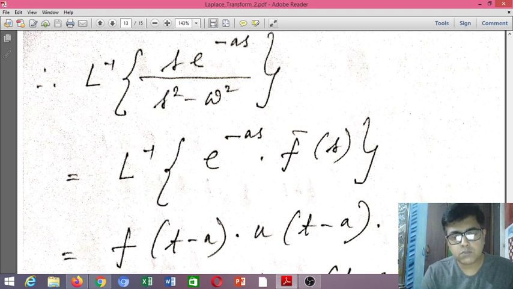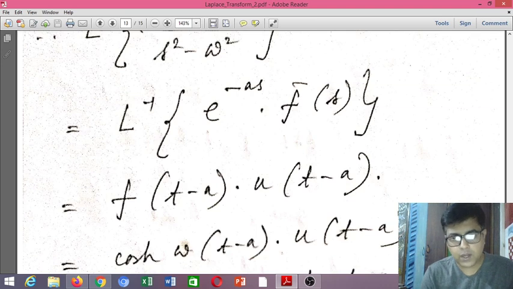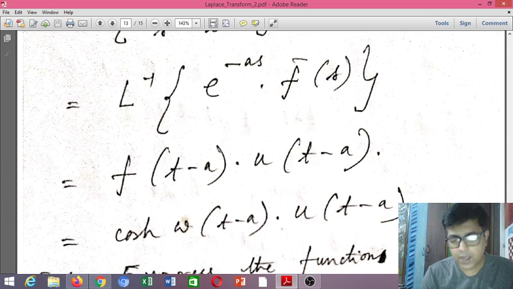So this will be equal to, by definition, L inverse of e to the power minus s into f bar s. Now f bar s is already mentioned as s by s square minus omega square, whose inverse Laplace transform is also known to be ft, that is cos hyperbolic omega t. So we know L inverse of e to the power minus s into f bar s is equal to, from corollary 1, ft minus a into ut minus a. Since ft was cos hyperbolic omega t, this result will be cos hyperbolic omega t minus a multiplied by ut minus a. And so that's the answer. So the inverse Laplace transform of e to the power minus s into s by s square minus omega square is cos hyperbolic omega t minus a into ut minus a.